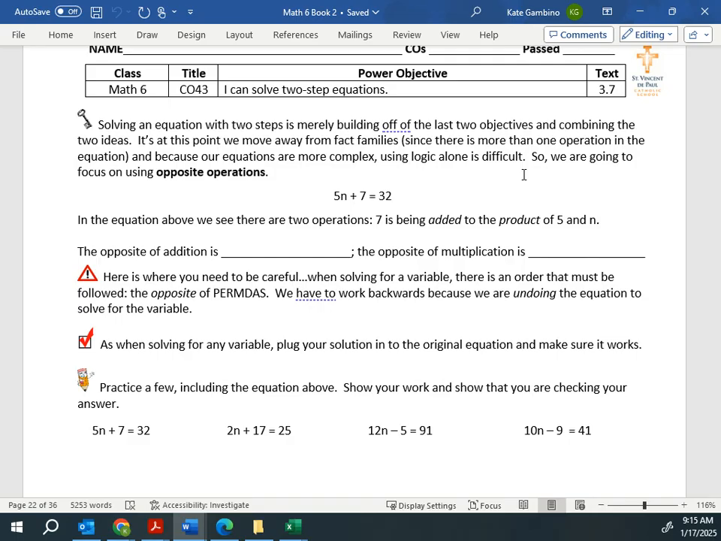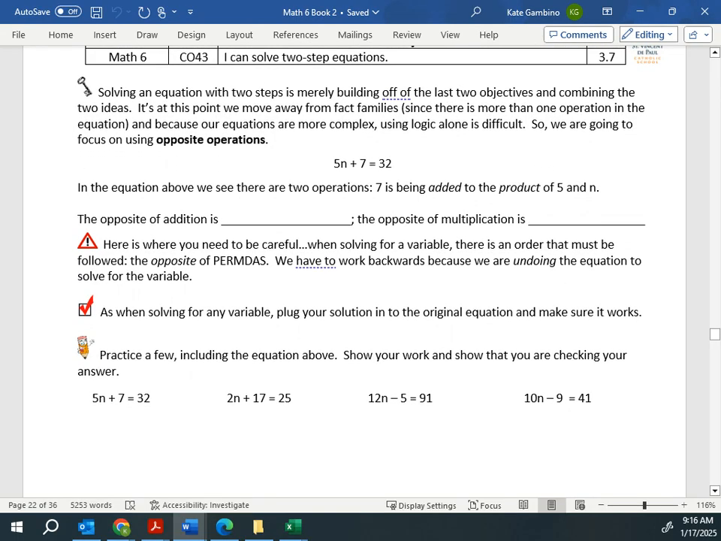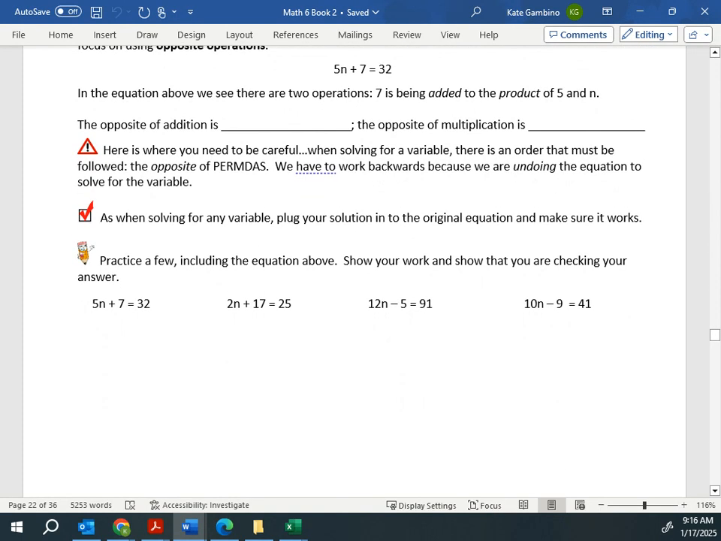I know what's coming with math. I know what's coming in pre-algebra. I know what's coming in algebra. I know what's coming in calculus. So I am going to tell us to set it up this way, because I want to help you in the future to have that good habit and to already know how to set it up so it's not challenging in the future. Since there is more than one operation in the equation, and the equations are going to be more complex, using logic alone is too difficult, so we're going to focus on the opposite operations.